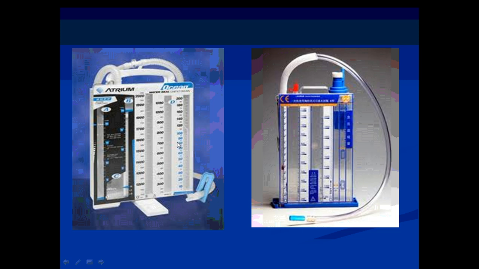This is the underwater seal system to which the chest tube coming from the patient is connected. This is called Atrium. Its idea is that it's a closed system. Here, this tube is connected to the tube coming from the patient, and here are the collecting chambers. So the fluid will start collecting here, then in the second chamber, then in the third chamber. So this chamber will collect up to 2000 ml of fluid.